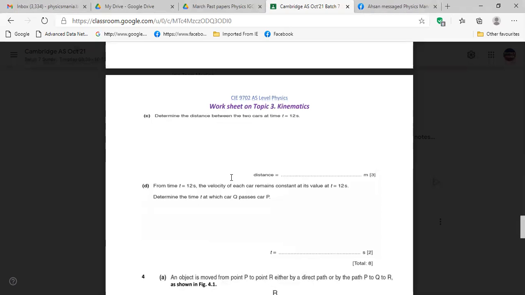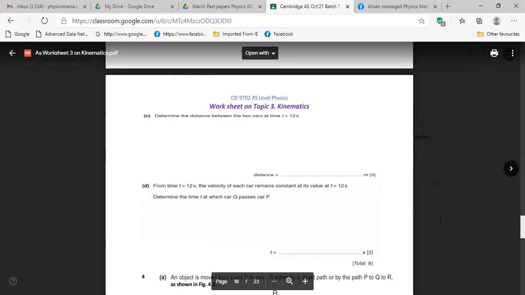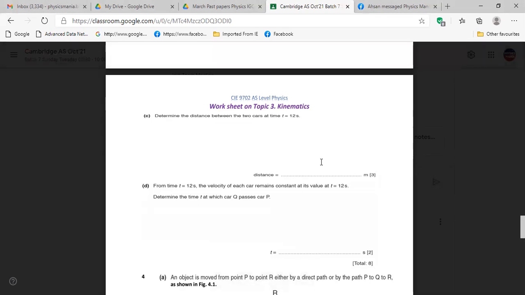Then area of triangle you are getting half into base into height, that is for Q. You are getting half, base is 12 and height is 30. So what is coming? 180. 264 minus 180 is 84.